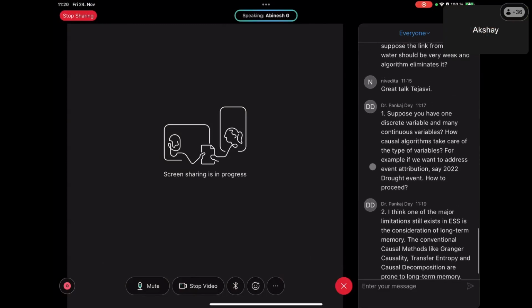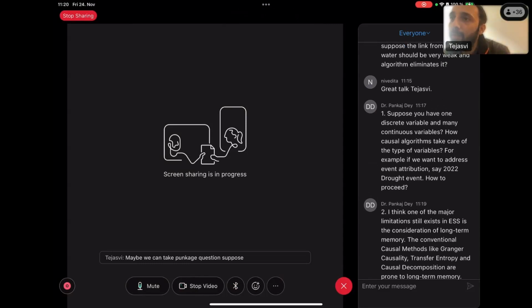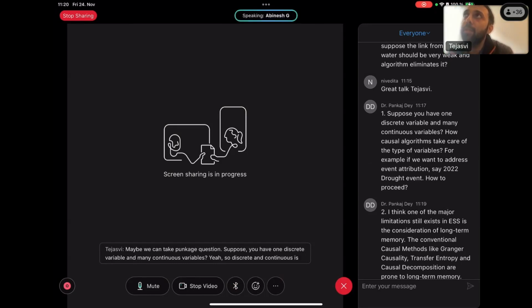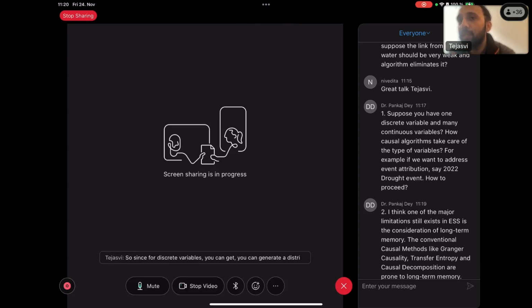Maybe we can take Pankaj's question. Suppose you have one discrete variable and many continuous variables. Yeah, so discrete and continuous are two different things. It won't be possible to do discrete in information theory, but you can do that. PCMCI does that. For discrete variables you can generate a distribution, but it won't fit in the conventional sense.